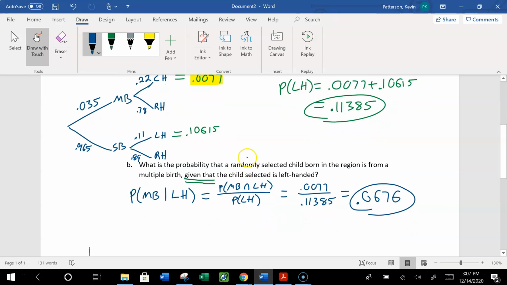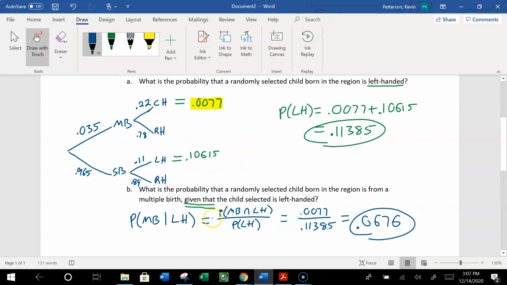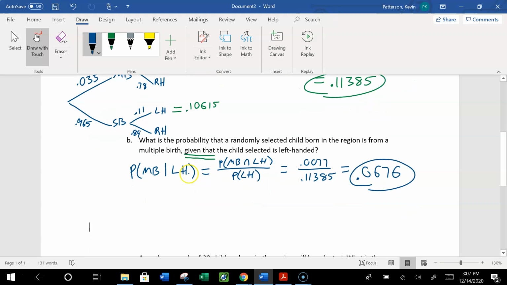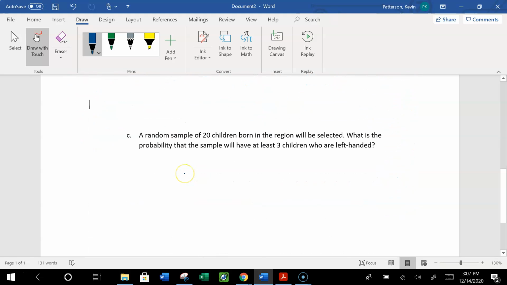Okay. So the tree diagram is still very helpful with part B. Now part C is not very different from part A and part B, but definitely different. So let's read through part C. A random sample of 20 children born in the region will be selected. So what is the probability that the sample will have at least 3 children who are left-handed?